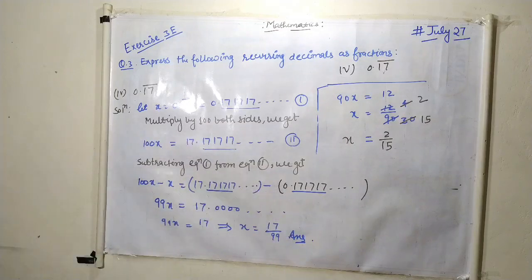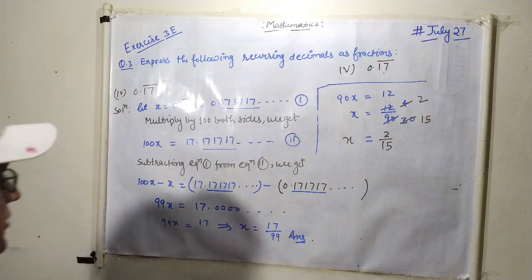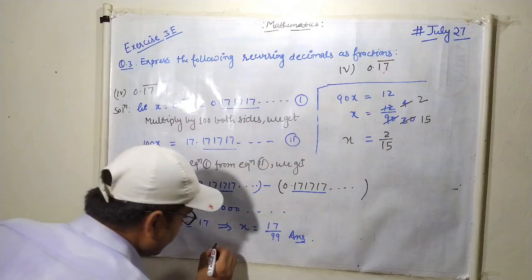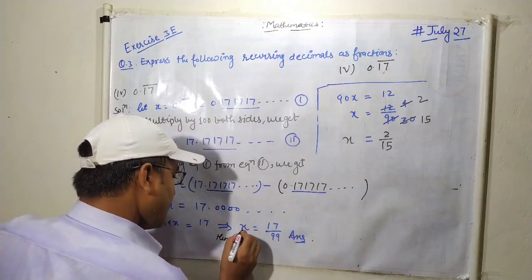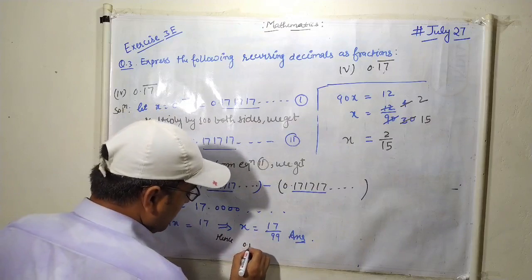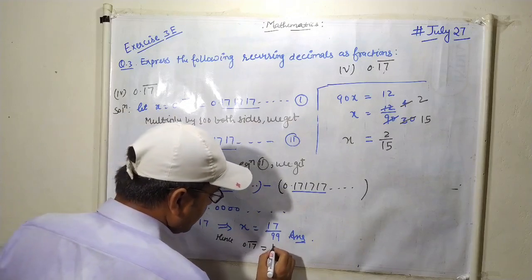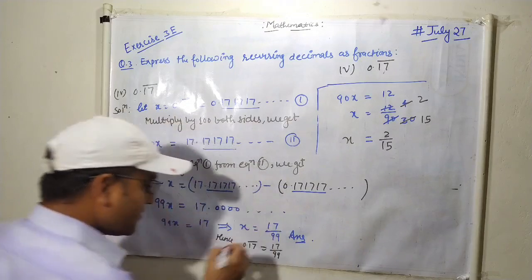Okay, 17 upon 99, since you supposed that x is equal to 0.17 bar. Hence 0.17 bar is equal to 17 upon 99. So this is also easy.